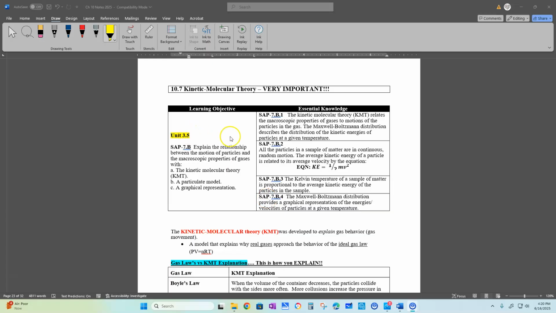So first, take a minute, read the learning objectives. What does AP expect you to be able to master? So number 1, I want to point out this distribution curve. You're going to see it in the notes in just a second. You need to make sure you understand that graph and how to use the data to explain it.